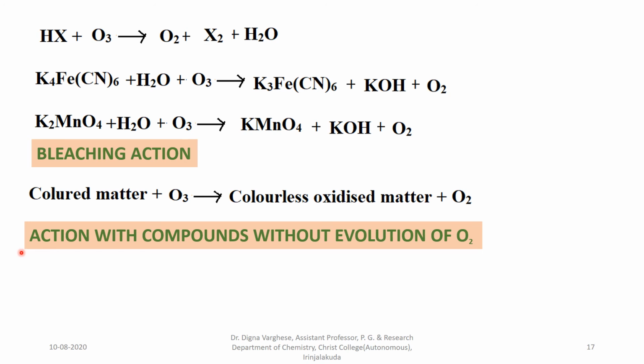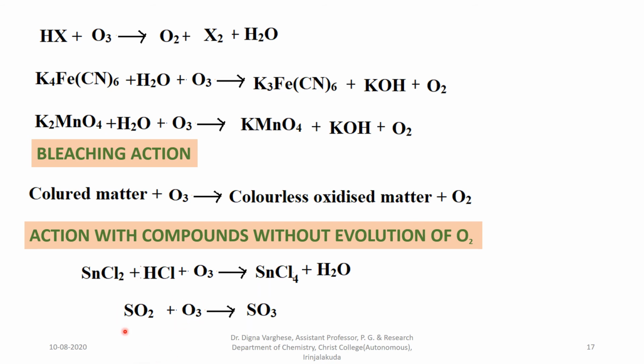Action with compounds without the evolution of oxygen. In this reaction, there is no evolution of oxygen. When stannous chloride reacts with ozone in presence of concentrated hydrochloric acid, it gives stannic chloride. Here stannous means +2 is its oxidation state, here +4. So tin is oxidized from +2 to +4 by ozone without the evolution of oxygen.